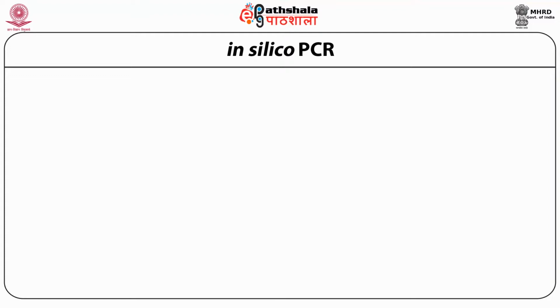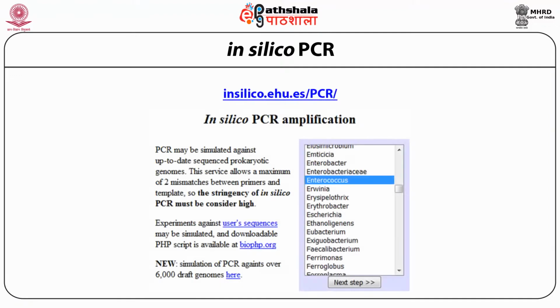Check the specificity of primers using in silico PCR. In silico means an experiment using computer only, that is a virtual experiment. In silico PCR is used to predict that the designed primer pair will amplify only the target DNA and it will avoid any amplification of any non-specific DNA in the target genome.